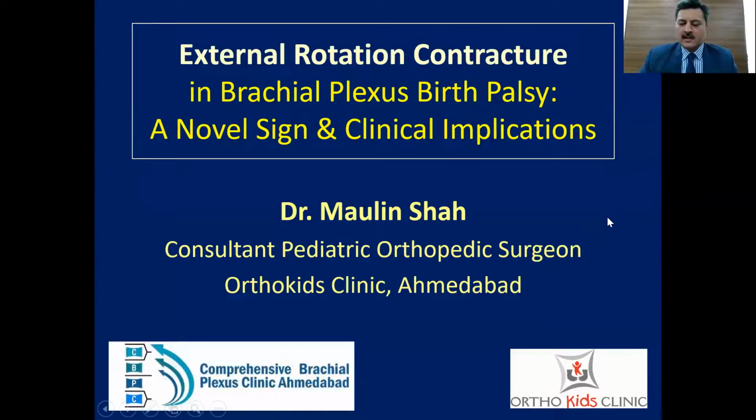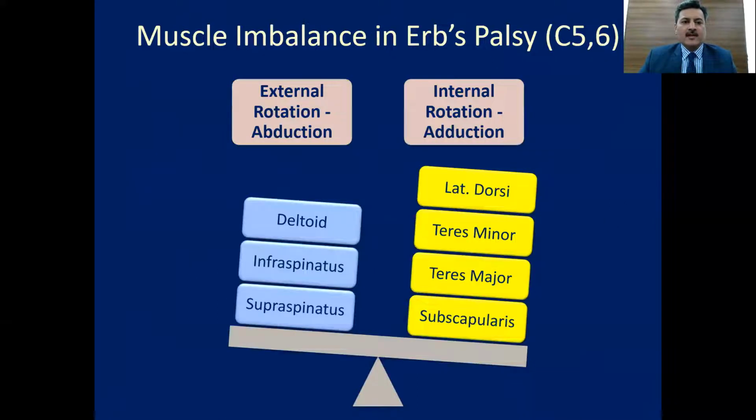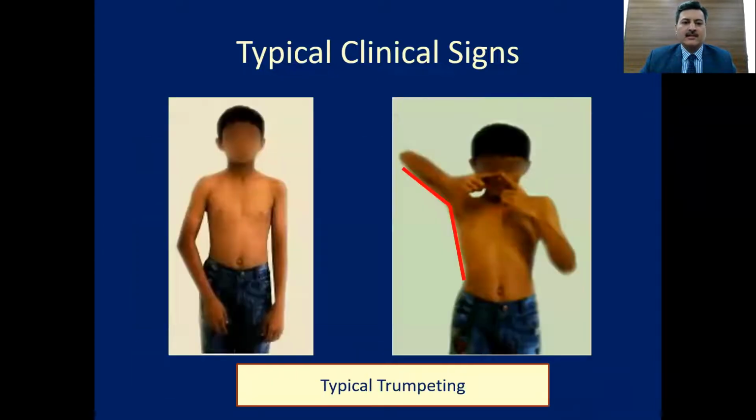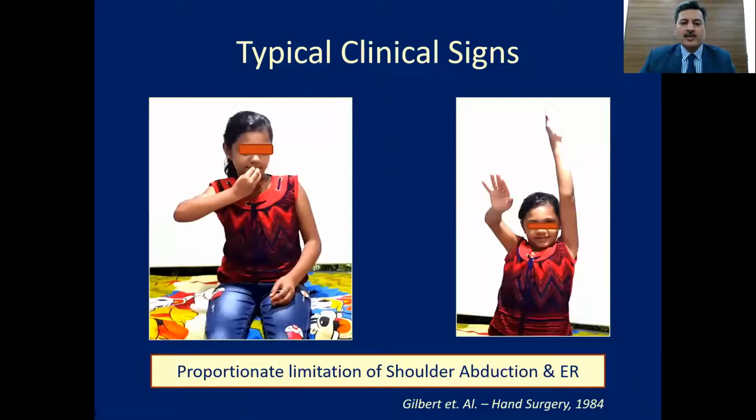Good morning, everyone. External rotation contracture in brachial plexus birth palsy. We know that muscle imbalance in Erb's palsy leads to typical clinical signs like reduced passive external rotation and internal rotation contracture. When our children are asked to do hand-to-mouth movement, they have typical lateral trumpeting, and they have proportionate limitation of shoulder abduction and external rotation.